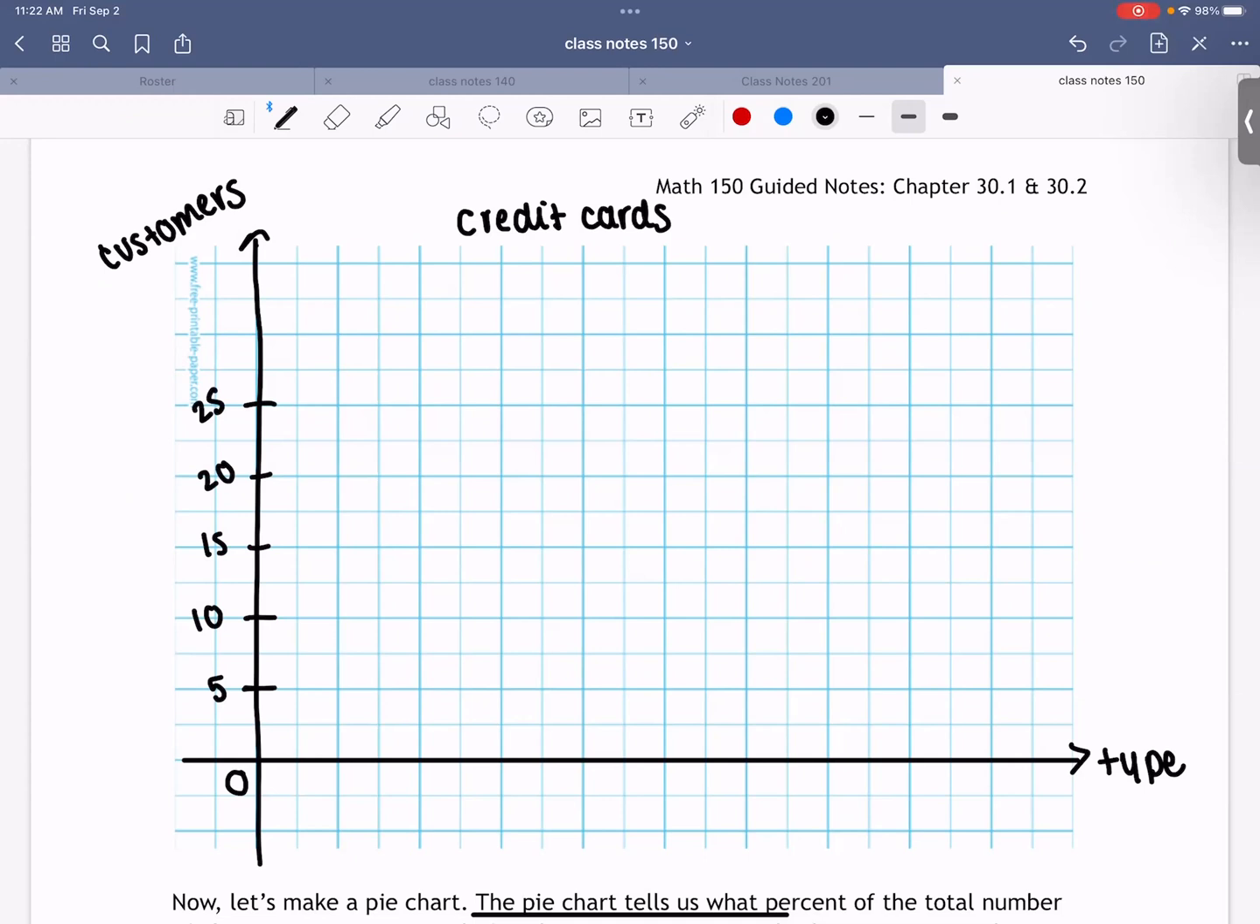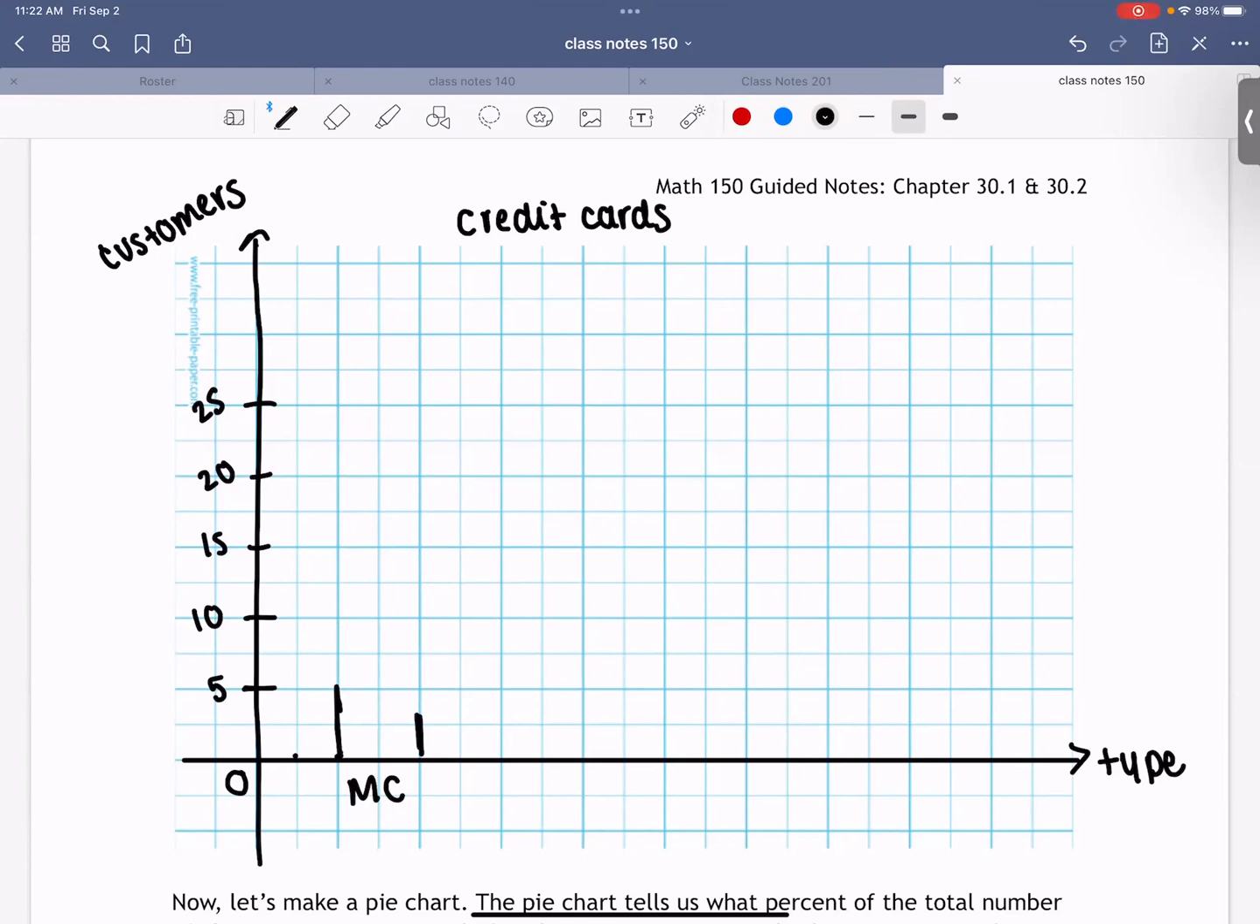Next, since I want my bars to be length 2, I'm going to count 1, 2. I don't know if you can see that. 1, 2 away. I'm going to erase that. And I want to make my MasterCard a bar that's 2 blocks wide. They don't have to be 2 blocks wide. I'm just saying that because I think that's how it will fit on this sheet.